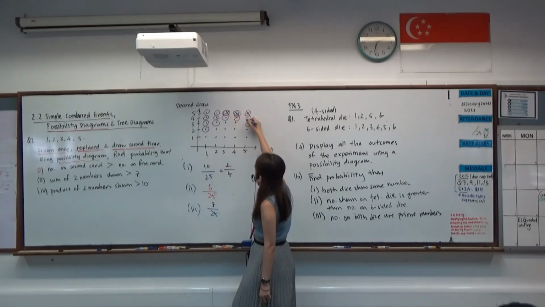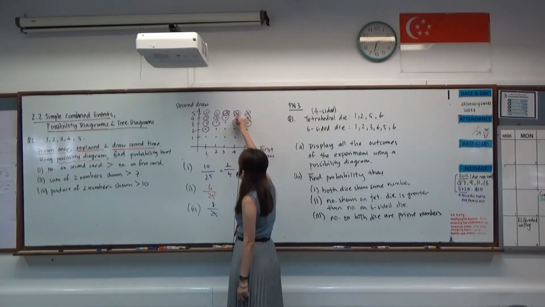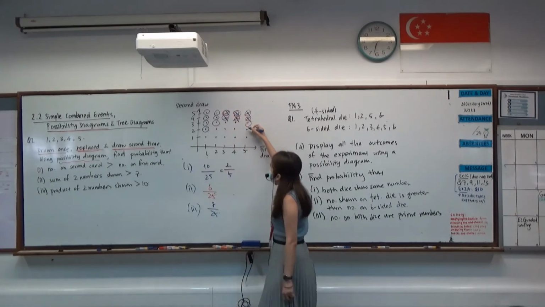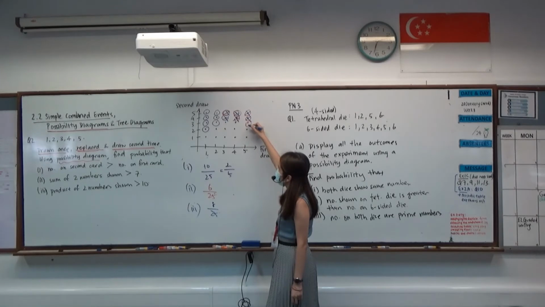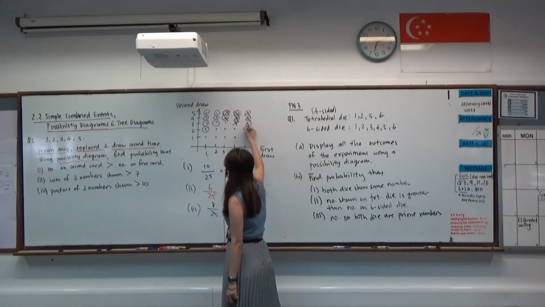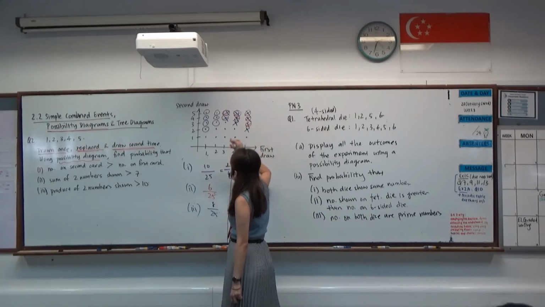Then 4 times 5, 20. 16, 12, 8, no. Then after that, we have 5 times 3, 15. 4 times 3, 12. 3 times 3, 9. No. 10. 8. Sorry, this one's.